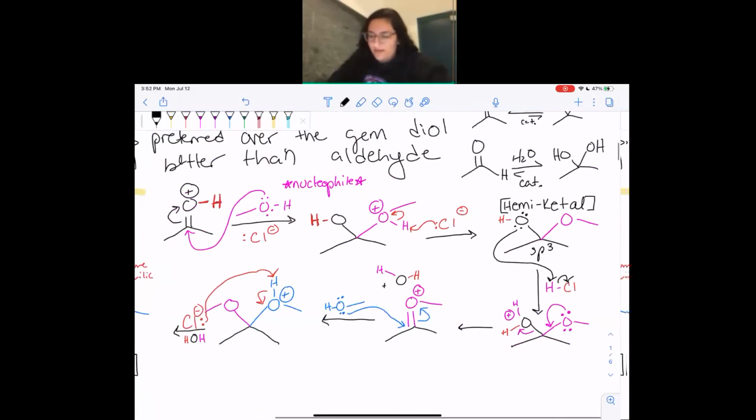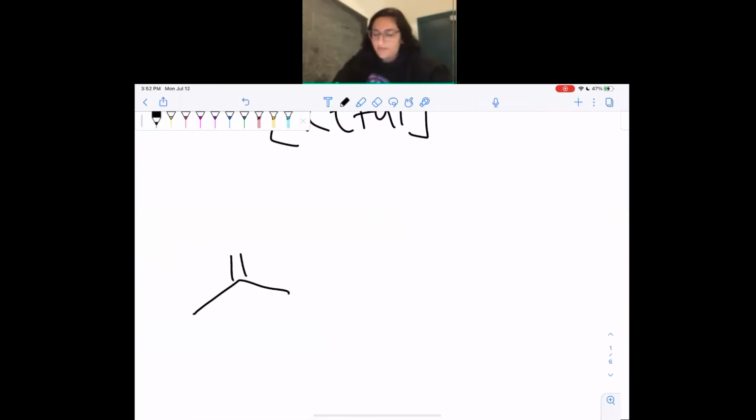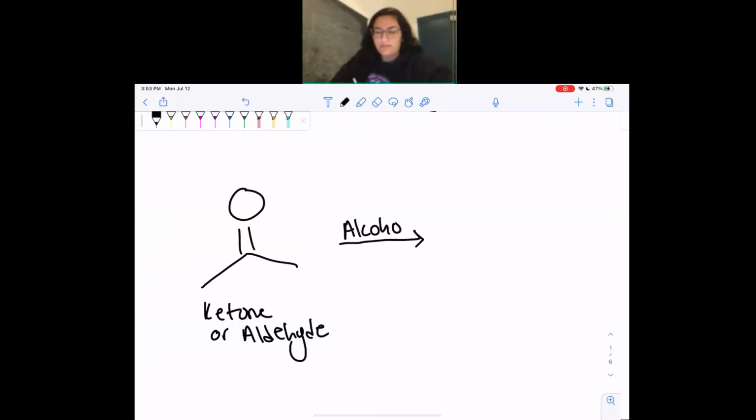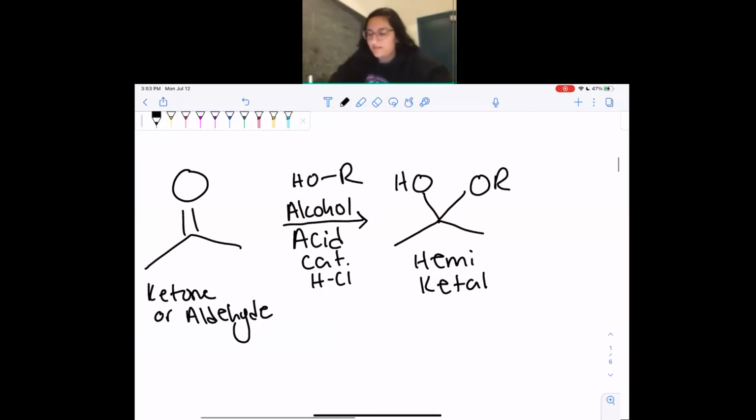So I'm going to go ahead and write a little summary for you on the bottom. And I know it's annoying that I keep zooming in and out, and I'm so sorry. So a ketone or aldehyde with an alcohol, so anything like this, and an acid catalyst, such as HCl, is going to first make a hemiketal and then eventually it will make a ketol.